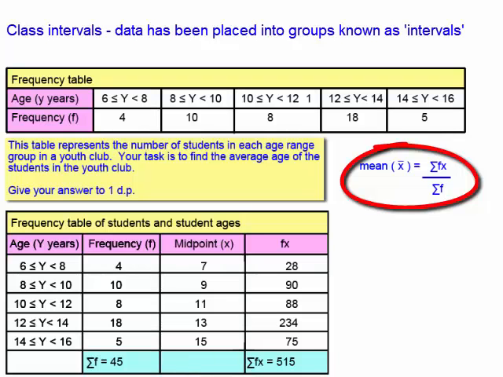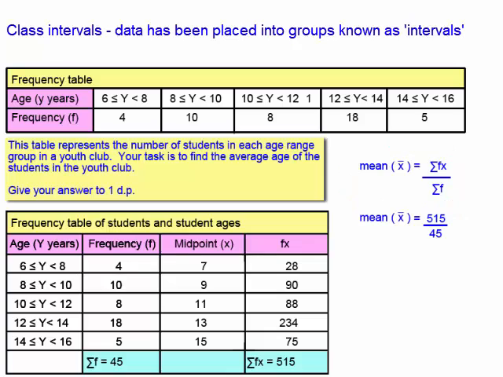Having calculated the sum of the frequencies and the sum of fx, we can then go back to our formula to calculate the average age of the students in the youth club. This then gives us our formula as 515 divided by 45, which is 11.44, or 11.4, giving our answer to 1 decimal place.